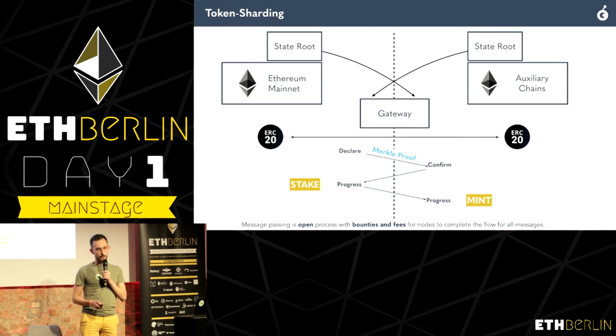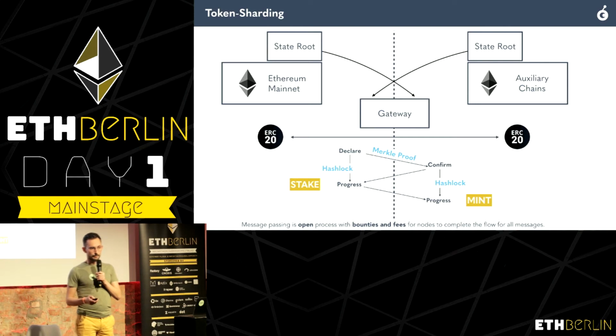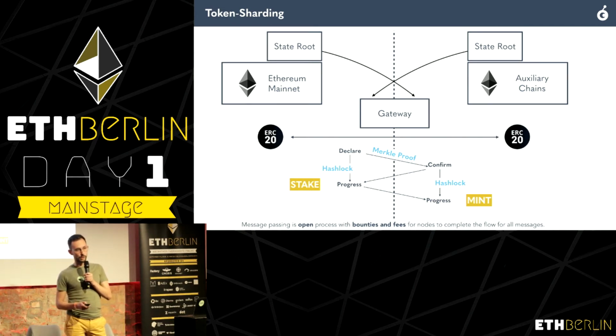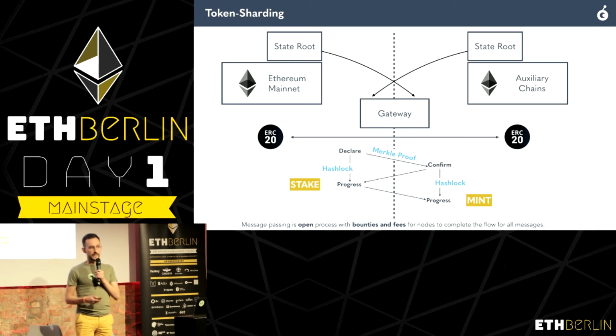And so we can speed that up a lot by introducing a hash lock on both sides. So once it is declared and confirmed on both sides, you can progress it directly by revealing the secret. And then importantly also, there is a bounty and a fee in this process. So any message can always be completed by any other node because there is a reward structure for both sides to complete the message passing.